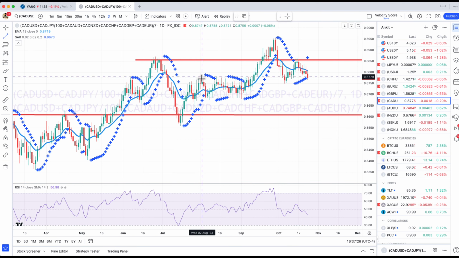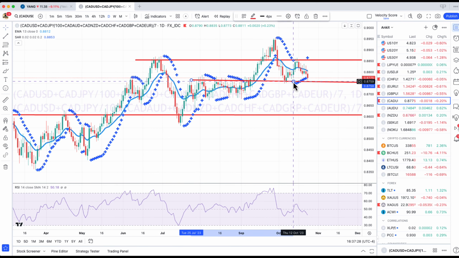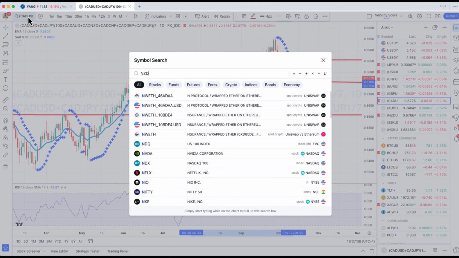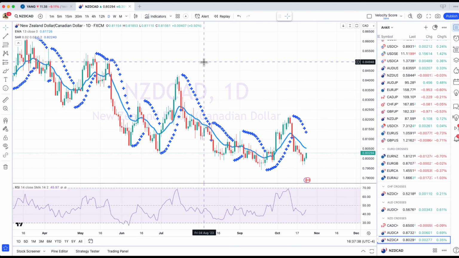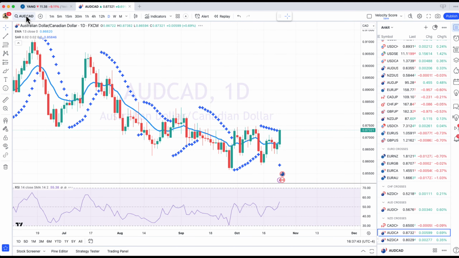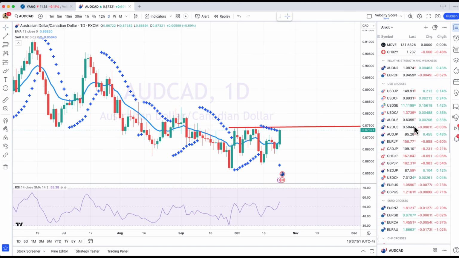So we have a support right here. If this breaks the support area, I'll be actively looking at some of the Canadian dollar pairs. And if that's the case, we can look at currency pairs like, can the Kiwi CAD bounce up from here? Does the Aussie CAD continue to reverse from here? Take a look at the Aussie CAD pairing here. We have resistance right here. So these are setups that look decent.